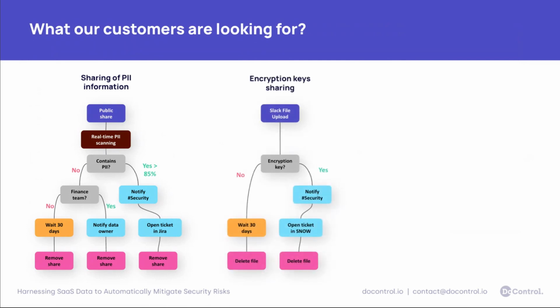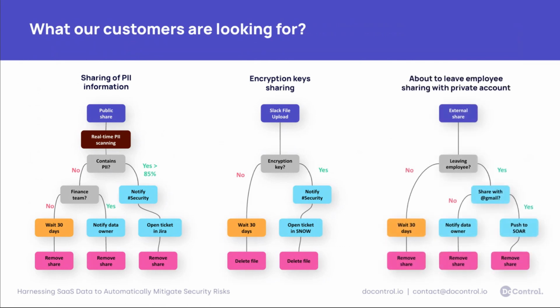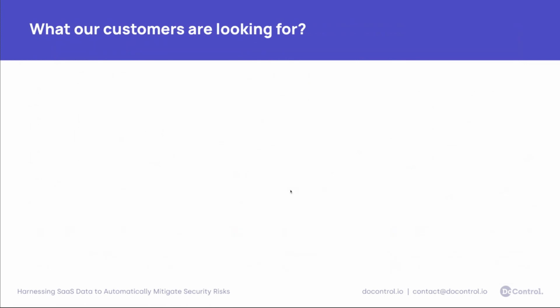Another one is encryption key sharing. You would like to monitor if someone is uploading a file to Slack. You will check if it's an encryption key. If yes, you can go to the branch and eventually revoke the risk by deleting the file. Or if you have about-to-leave employees that are sharing externally, you would like to see if they share with their private accounts, with their Gmail, before they leave, meaning they want to steal critical information and critical data. If so, you might want to push it to some ticketing system and then remove the share. Or if they're not leaving employees, you would like to wait and then remove the share.